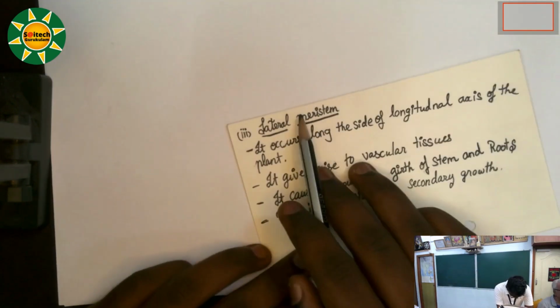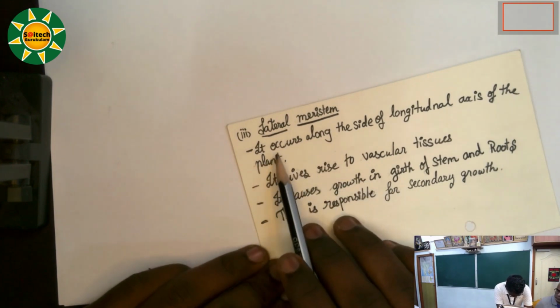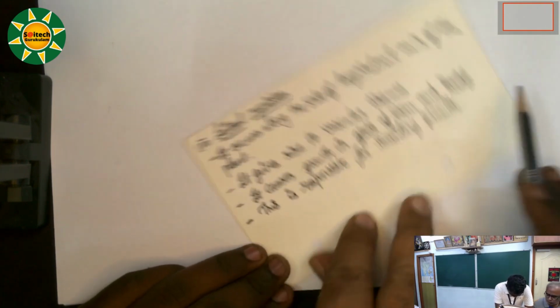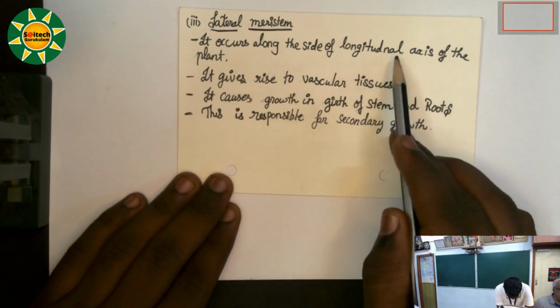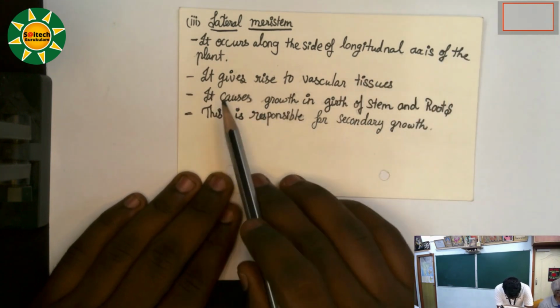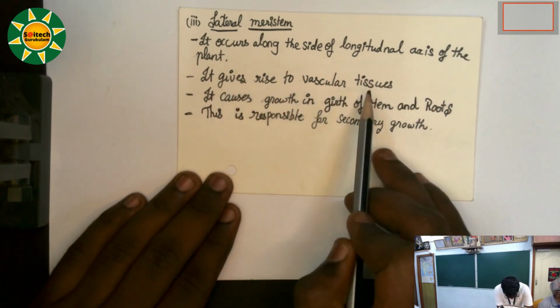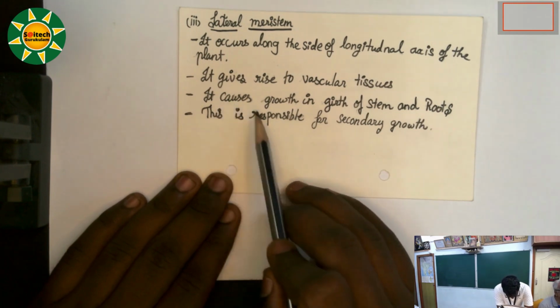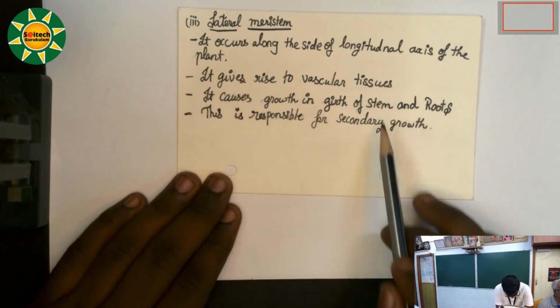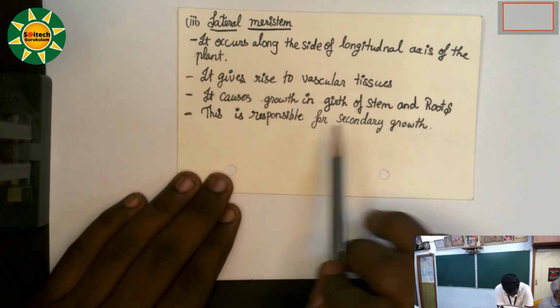So this is the lateral meristem. It occurs along the side of the longitudinal axis of the plant. It gives rise to vascular tissues. It causes growth in girth of stem and roots. This is responsible for secondary growth.